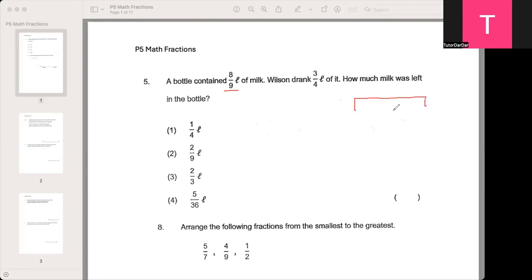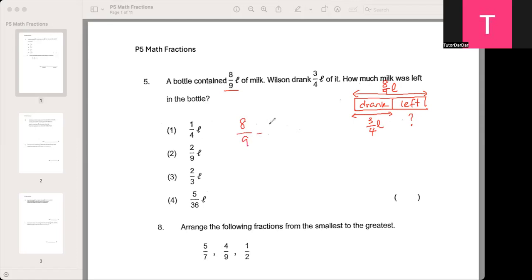So let's say this is the bottle. It has 8/9 liters of milk. Then this is what he drank, and this is going to be the left. So what he drank is going to be 3/4 liters. So we are going to find the left. So what are we going to do?